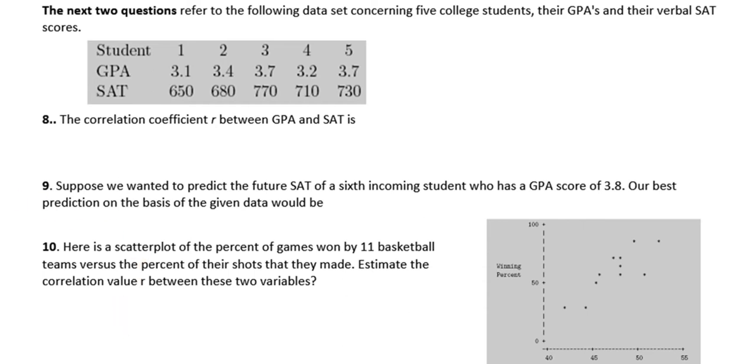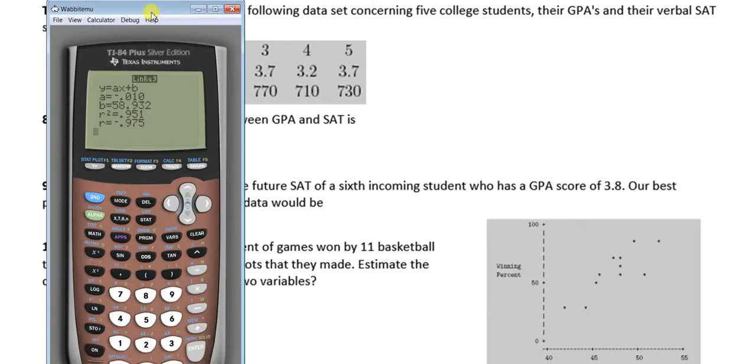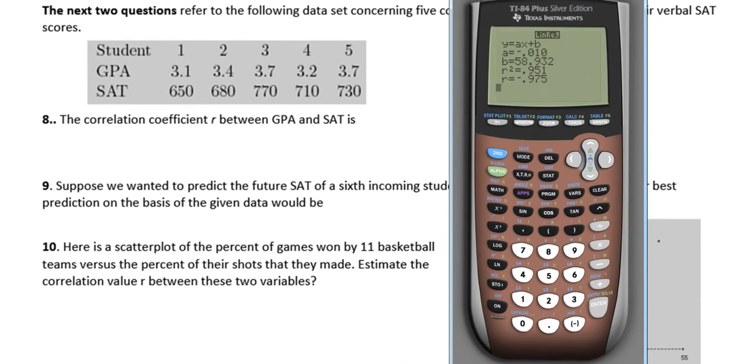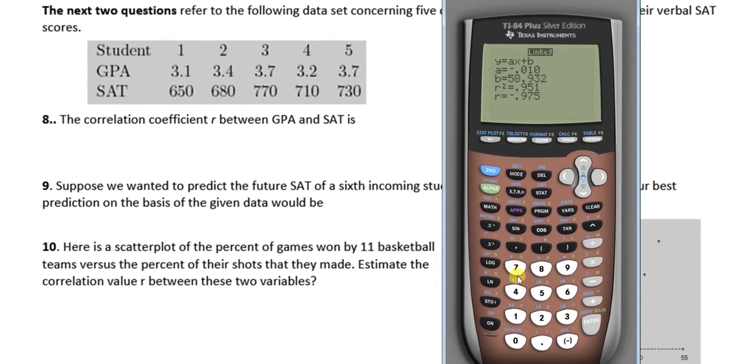So find R. So here's our two lists of numbers. We're looking at their GPA and how it relates to their SAT scores. Stat. Calculate number 4. Oh, I gotta first put the list in there. Stat, edit. Clear the list. Don't hit delete. That'll get rid of the list altogether. Clear.